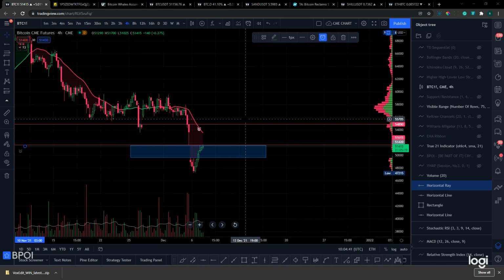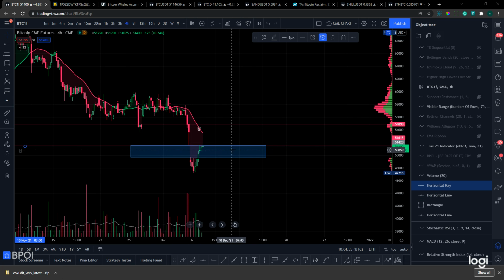So just having a look at Bitcoin updates. Starting to make some progress and moves. I guess what happens next is what we need to know. Still, as Fred said, still not out of the woods yet. But positive news, CME gap filled.